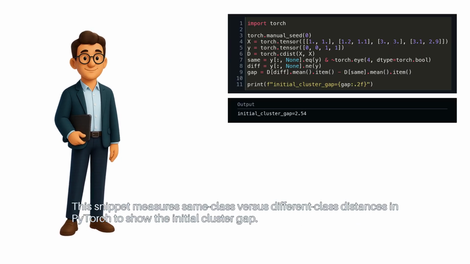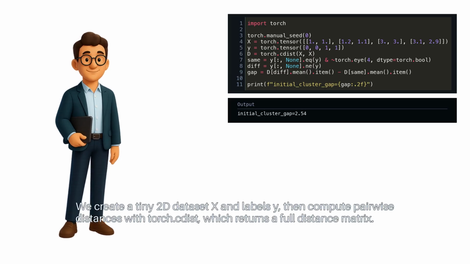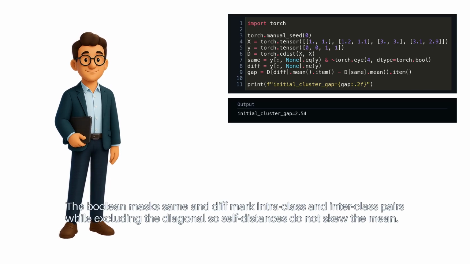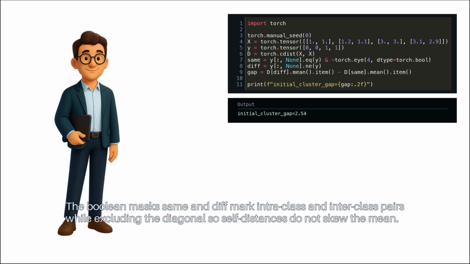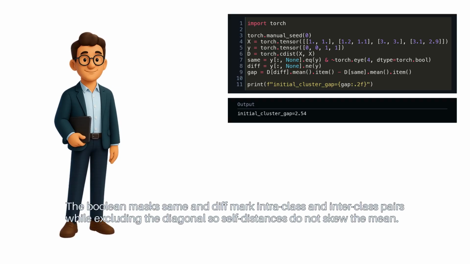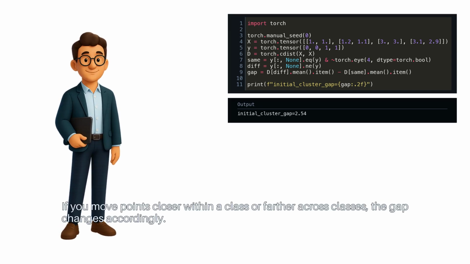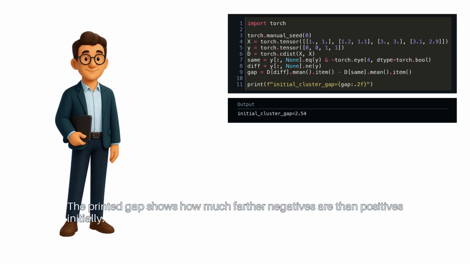This snippet measures same class versus different class distances in PyTorch to show the initial clustered gap. We create a tiny 2D dataset X and labels Y. Then compute pairwise distances with torch.cdist, which returns a full distance matrix. The Boolean masks same and diff mark intraclass and interclass pairs while excluding the diagonal, so self-distances do not skew the mean. We average distances under each mask and subtract to get gap, a quick proxy for how well classes are separated before training. If you move points closer within a class or farther across classes, the gap changes accordingly. The printed gap shows how much farther negatives are than positives initially.